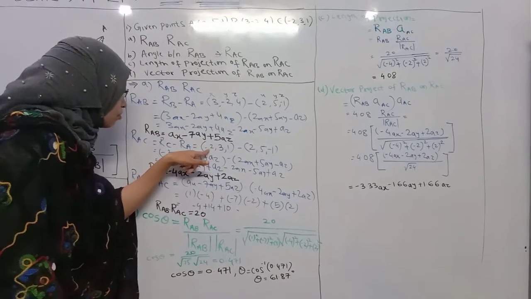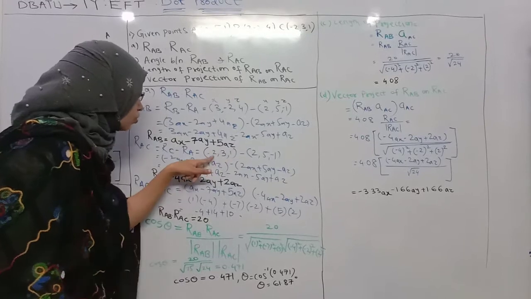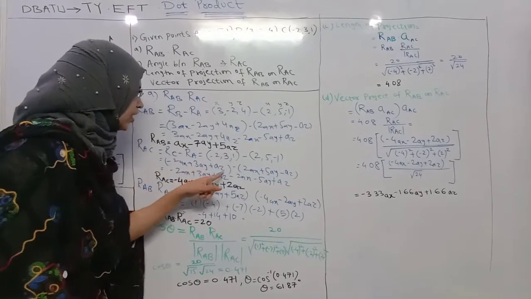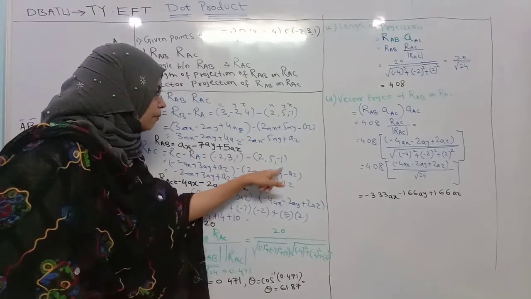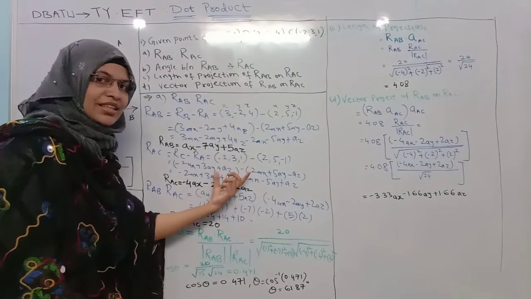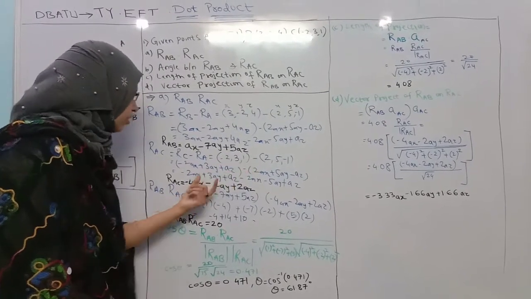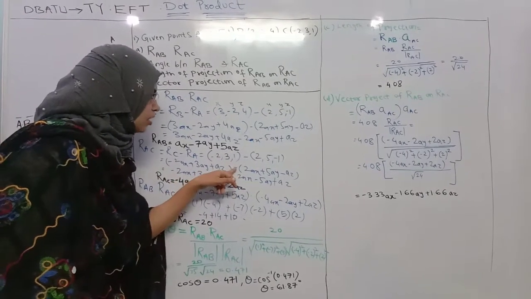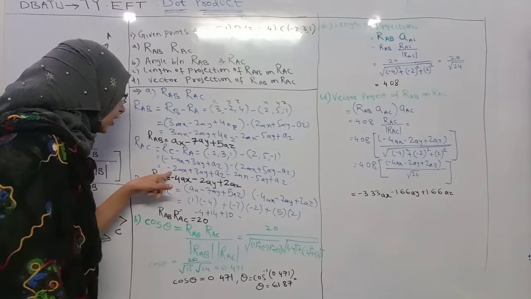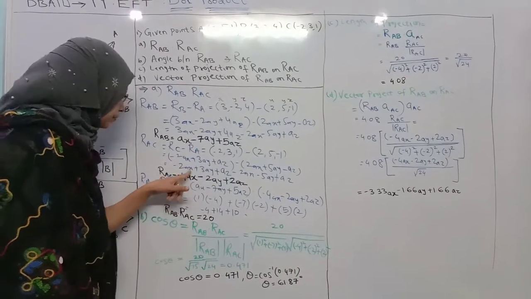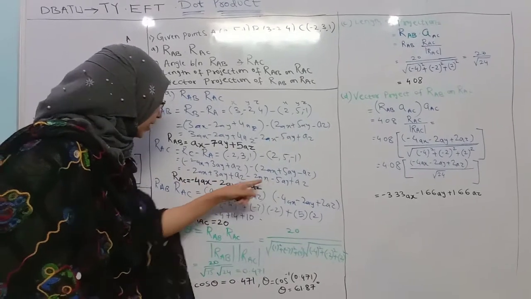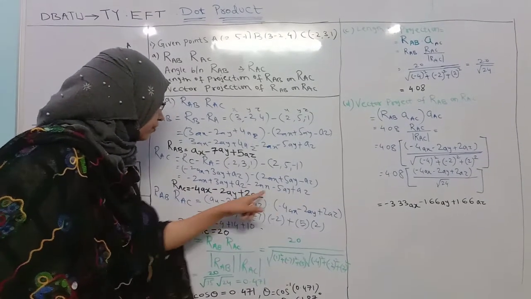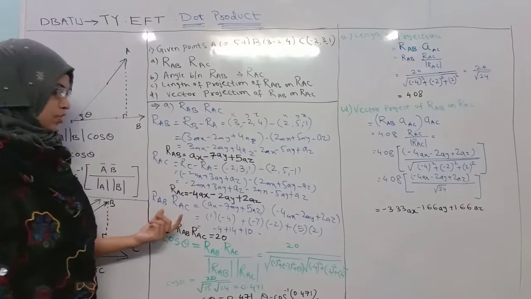So this is x, y, z, x, y, z. So minus 2ax plus 3ay plus az, minus 2ax, 5ay, minus az. Now simplifying these two, subtraction is going on between these two brackets. So minus 2ax plus 3ay plus az, minus 2ax, minus 5ay, plus az. Now minus 2ax minus 2ax will become minus 4ax, 3ay and minus 5ay will become minus 2ay, and az plus az will become 2az. Okay, now it is possible.